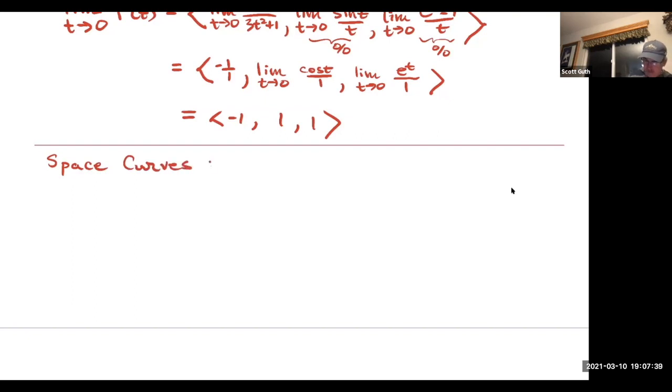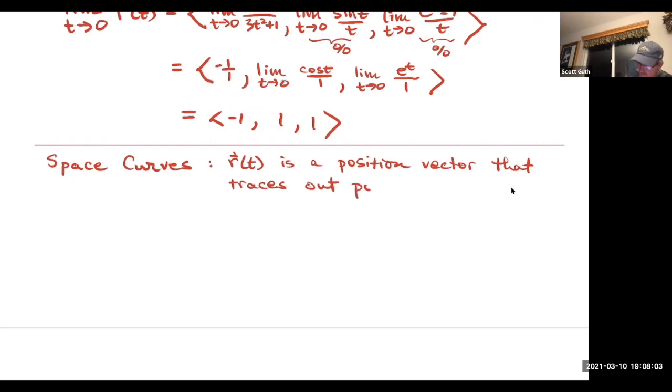Okay, so basically R of t is a position vector that traces out points on a 3D curve as t varies.